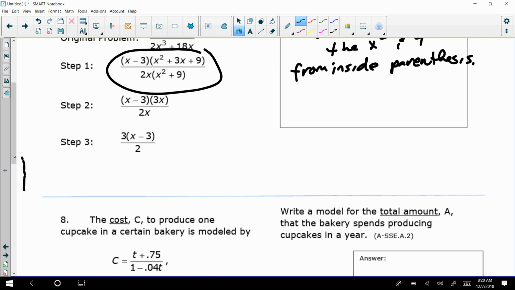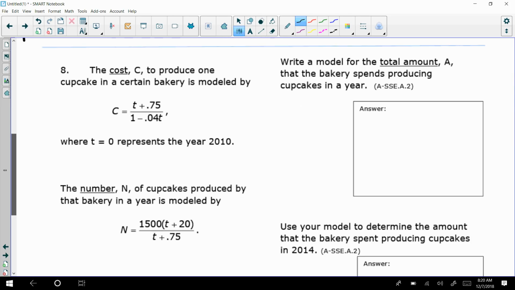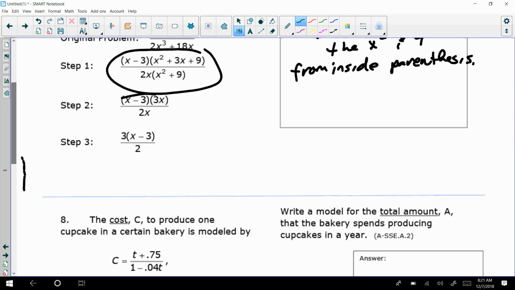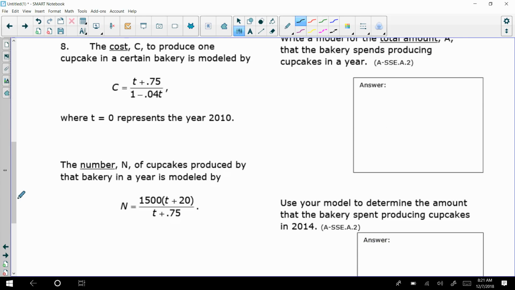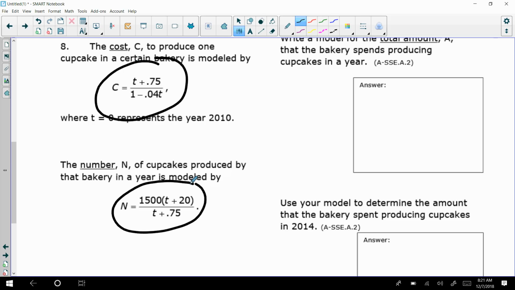Okay, next we have some real life problem, and it seems confusing, but it actually isn't. This is my cost. This is the number of cupcakes. So if I want to find my total cost, my total cost is going to basically be how much it costs to produce a cupcake multiplied by the number of cupcakes I'm going to make.